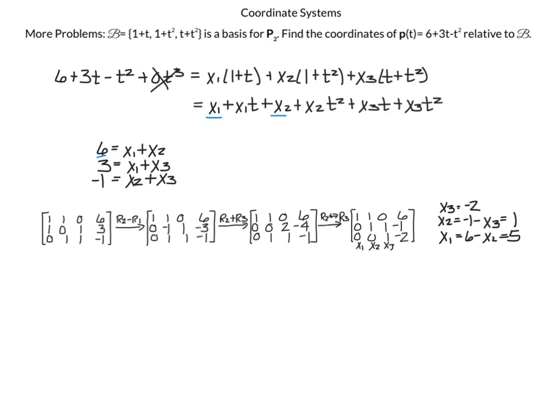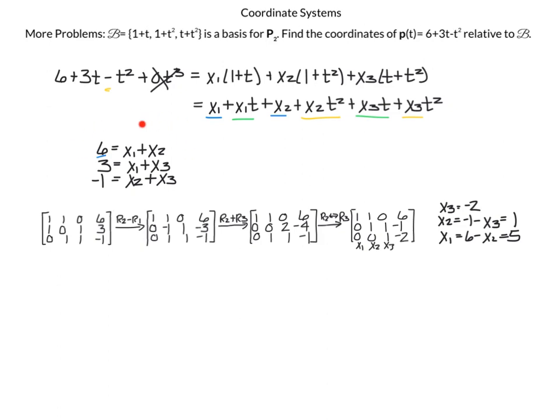And then next, we need our terms that are multiplied by t. So on this side of the equation, I have 3, and things that are multiplied by t, I have my x1 times t, and I have my x3 times t. So my 3 must equal x1 plus x3. And then last I have my t squared terms. So that's minus 1 on this side, and over here I have an x2 and an x3. So these are the three equations that I need to satisfy.